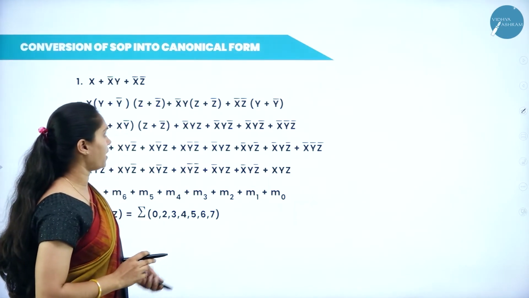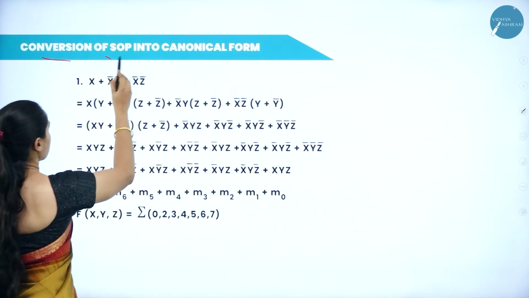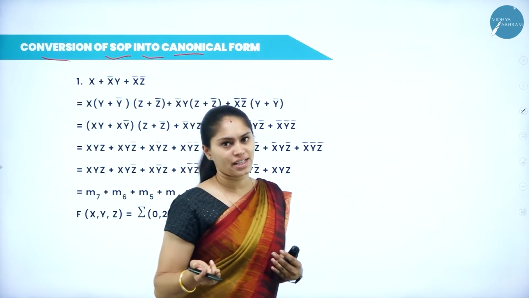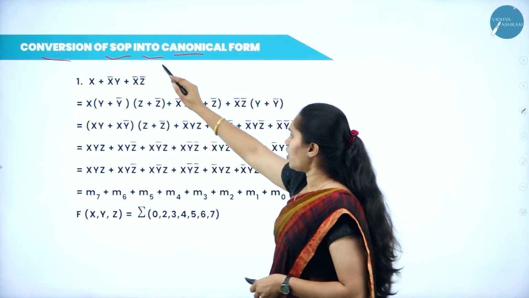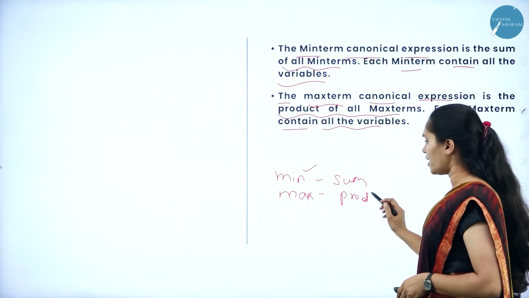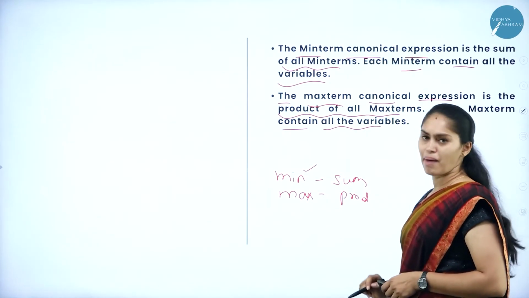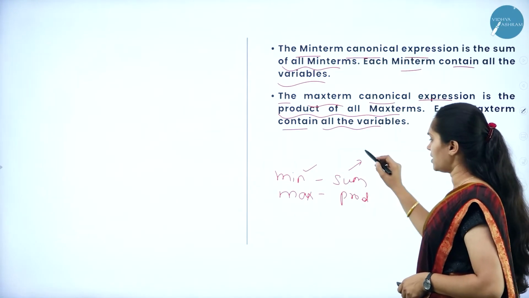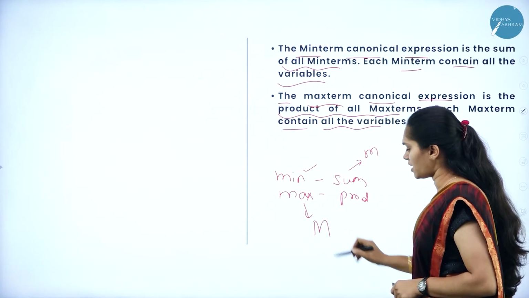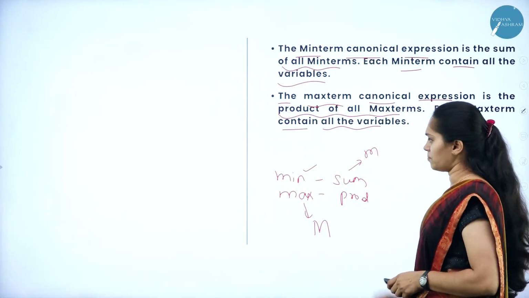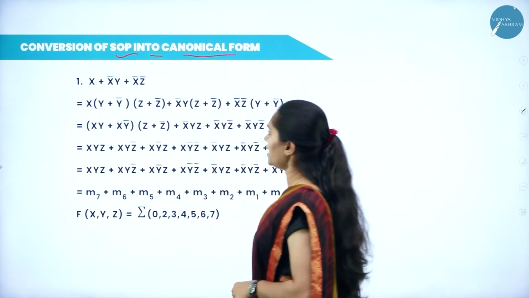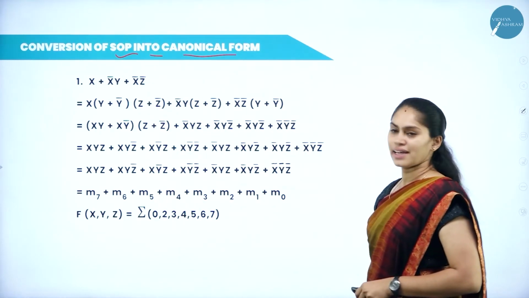We'll see the next topic, that is conversion of SOP into canonical form, that is sum of product into canonical form. If it is a sum of product, then we have to deal with minterms. If it is a product of sum, then we have to deal with maxterms. If it is a minterm, then I have to write its designation as small m. If it is a maxterm, then I have to write its designation as capital M. So now we'll see how we are going to convert SOP into canonical form.